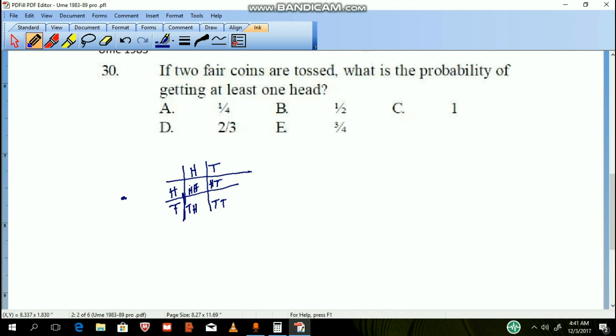So at least getting 1 head, that is 1, 2, 3. That will be 3 out of the total possibility of 4, which will be 3 over 4. And that is option E.